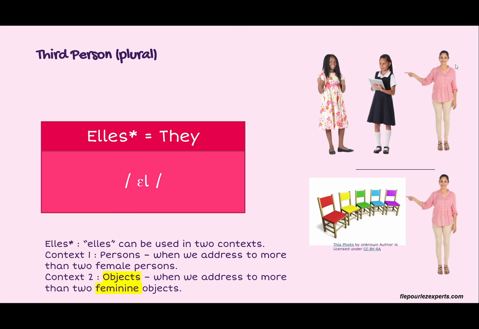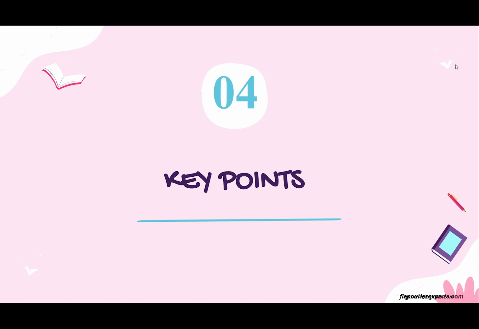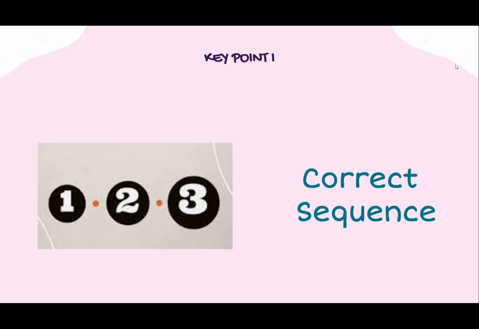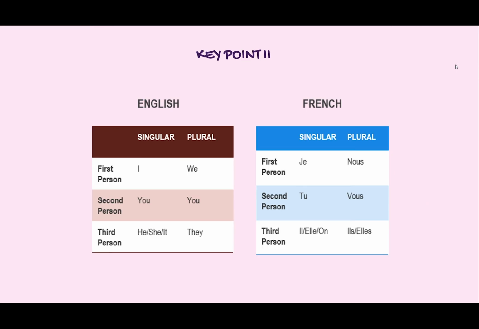So I hope the subject pronouns in French were clear, and let us see what are some of the key points. Key point 1, correct sequence. So it is very important that we learn the subject pronouns in French in the correct order so that in the next lesson when we are going to learn the conjugation, we can learn the conjugations correctly. Key point 2, here is the table of English and French subject pronouns.